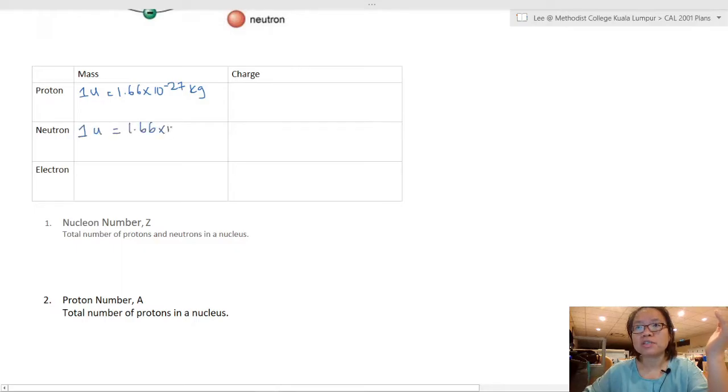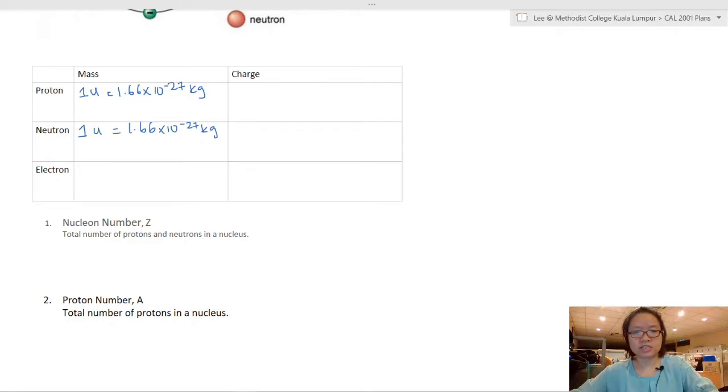But if the question specifically asks for the mass of a proton, so maybe you are doing some electric field question, or some question that involves just pure proton, not proton in a nucleus, then you will use the value in your data booklet, which is 1.67 times 10 to the power of negative 27.